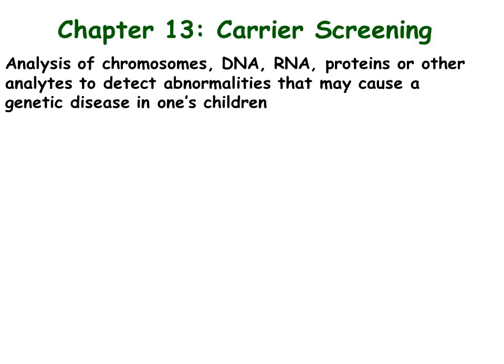Our final chapter for this unit is carrier screening, or chapter 13. This is when we analyze chromosomes, DNA, RNA, proteins, or any other analyte to detect an abnormality that may cause a genetic disease in one's children. So now we're talking about people who are unaffected themselves, but they have one copy of a mutated gene.